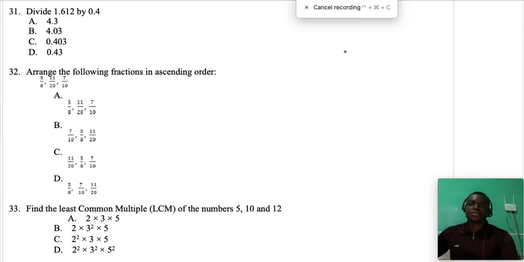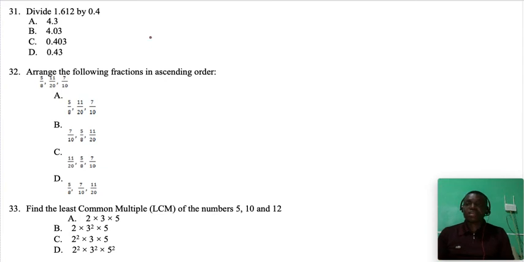Okay, so let's continue from question 31. The question is divide 1.612 by 0.4. The answers are the same, they all contain 43, 43, 43, 43. So don't solve this question.